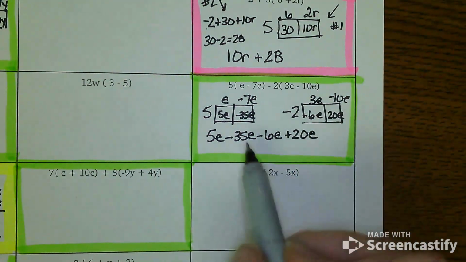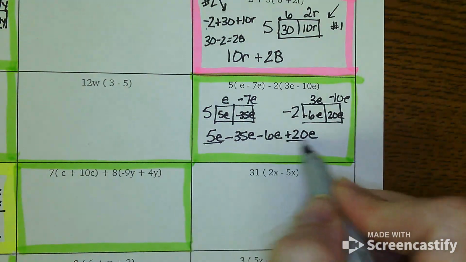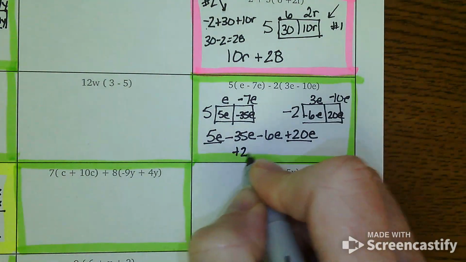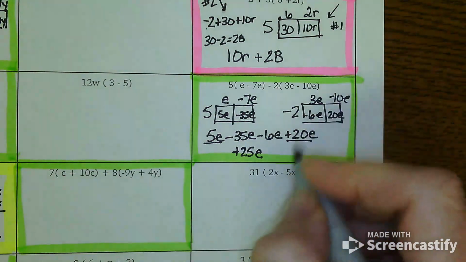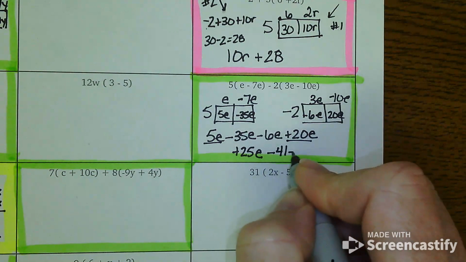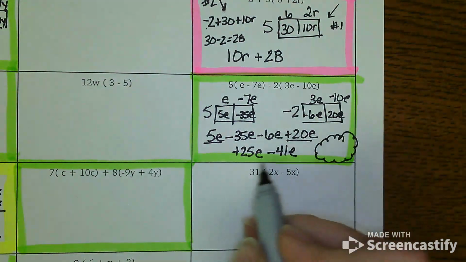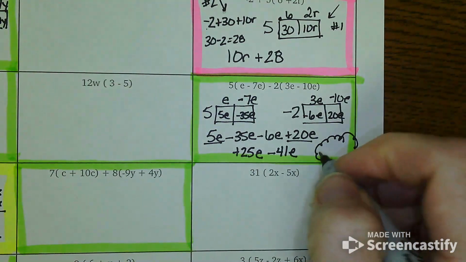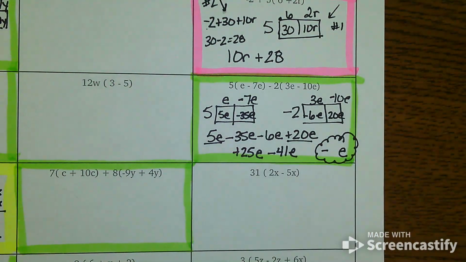And what you're going to see me do is I'm going to put these together, positives and negatives. So I have a positive 5 and a positive 20, positive 25E. Negative 35 and negative 6 is negative 41E. My final answer, which I'm going to let you guys solve, is going to be combining these 2. It's going to be a negative E answer because I have more negatives than I have positives.